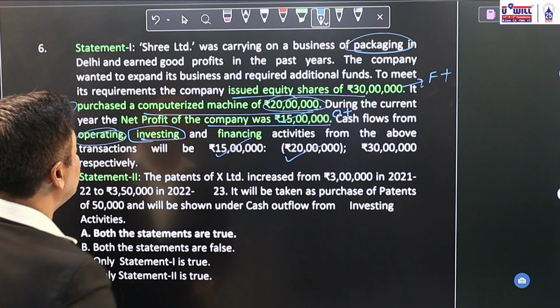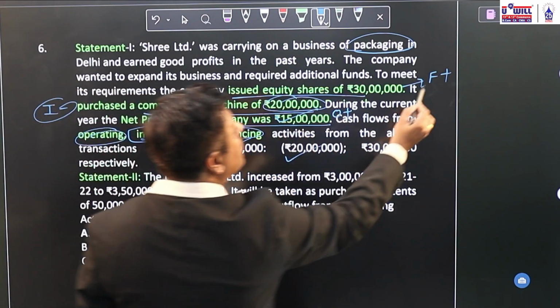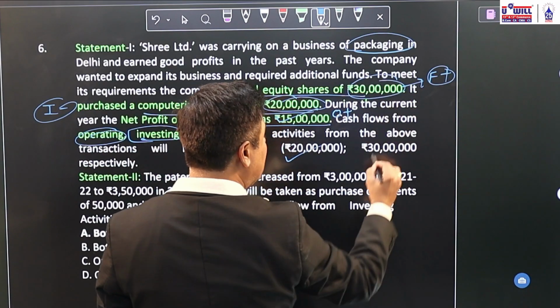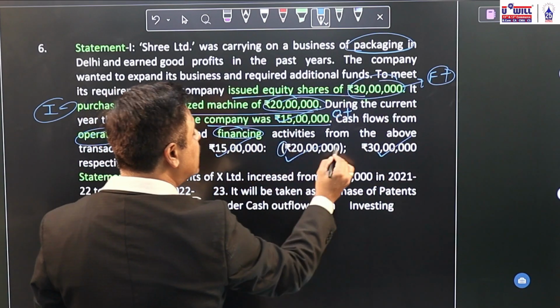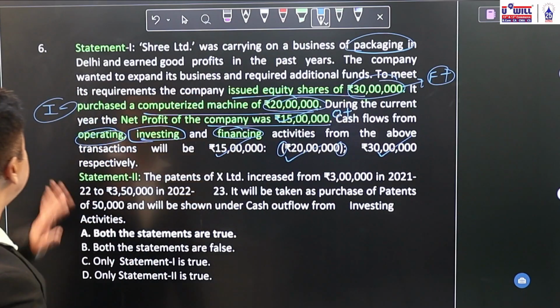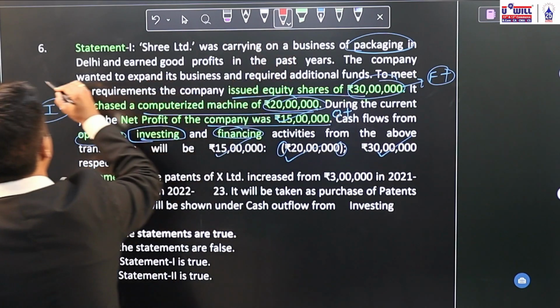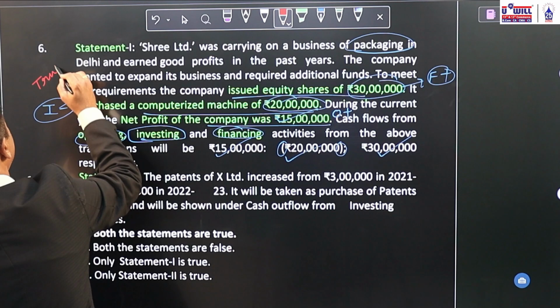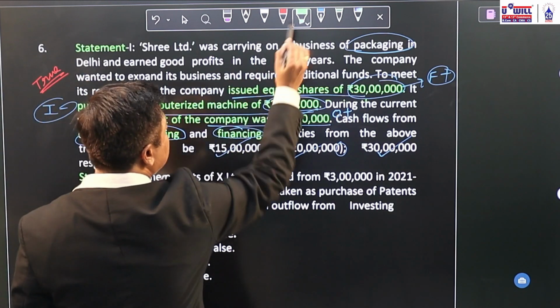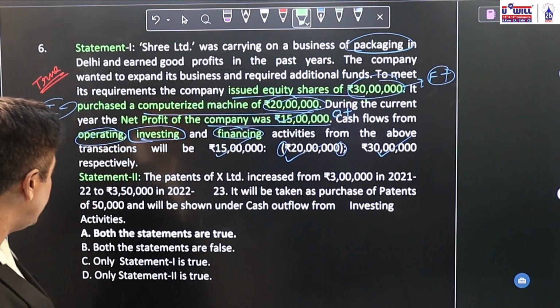And how will it affect financing activity? There will be an inflow of 30 lakhs. So this is also correct. Bracket means it is an outflow. So statement 1 is correct. Statement 1 is definitely correct. Okay. Now let's read statement 2 and identify it.